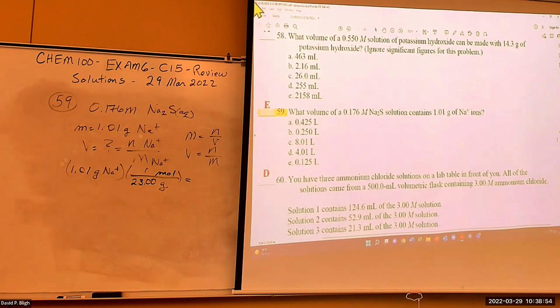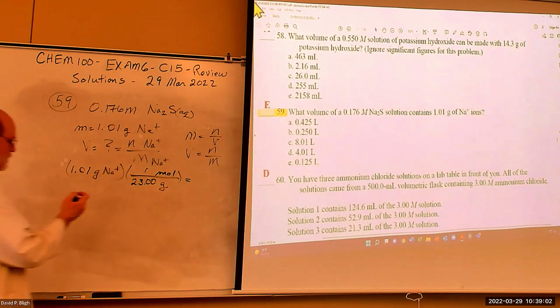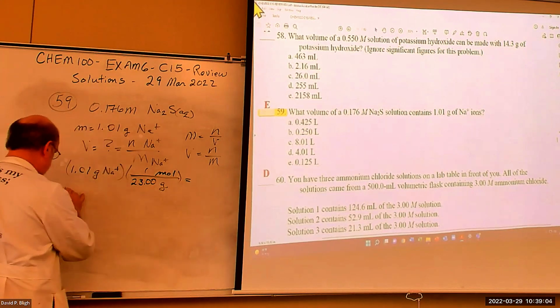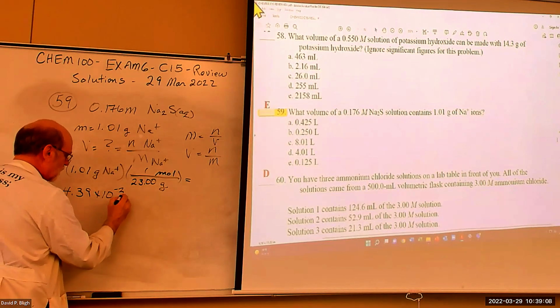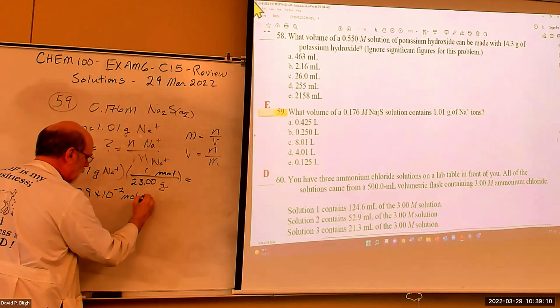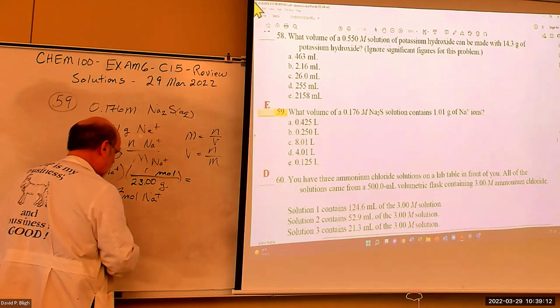That would give us the number of moles of sodium ions. 1.01 times 4.39 times 10 to the minus 2, so 4.39 times 10 to the minus 2 moles of sodium ions.